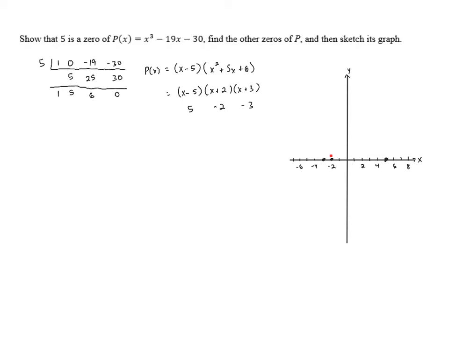So we need a point that has an x value between negative 2 and negative 3. We're going to do negative 2.5, which is going to be slightly annoying to evaluate the function at, but we can do it. We'll want to use a calculator, but this is fine. So we bring down the 1. 1 times negative 2.5 is negative 2.5. Adding gives us negative 2.5.